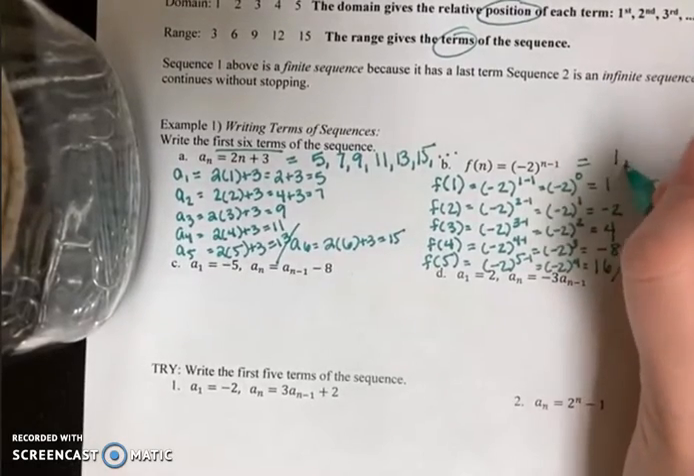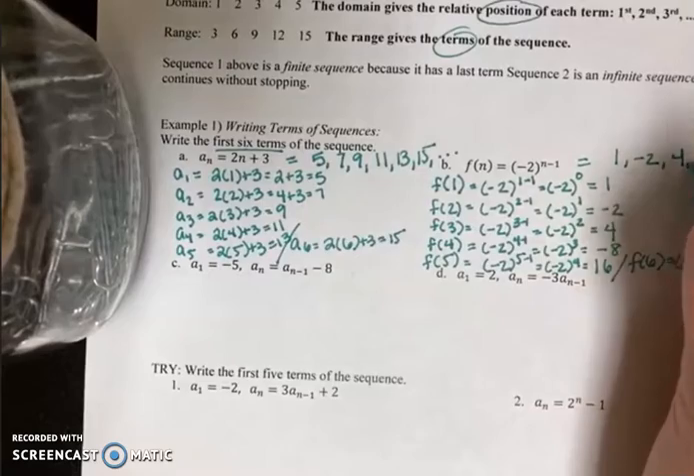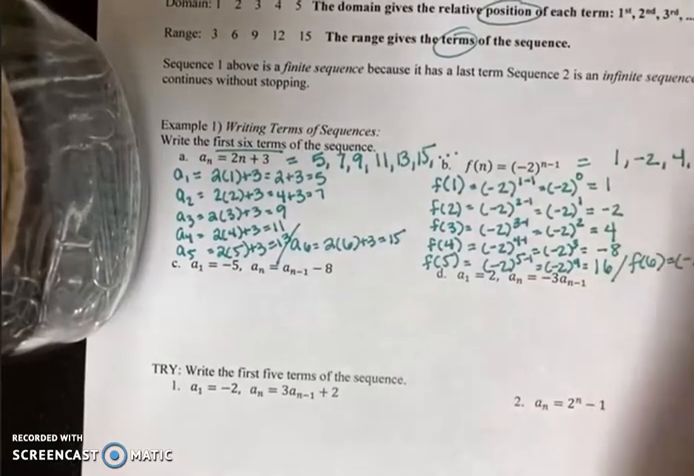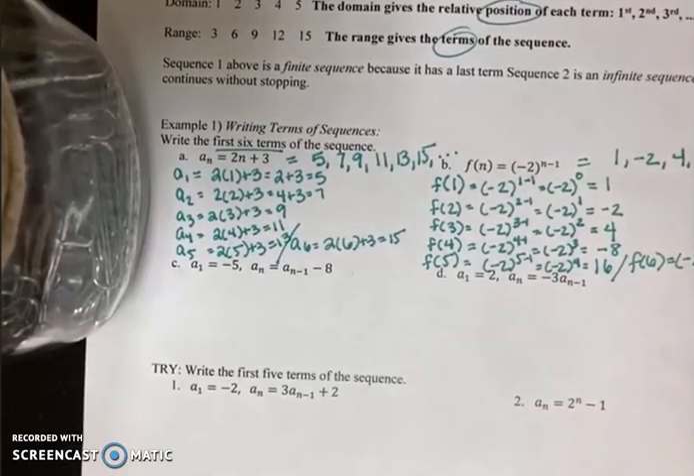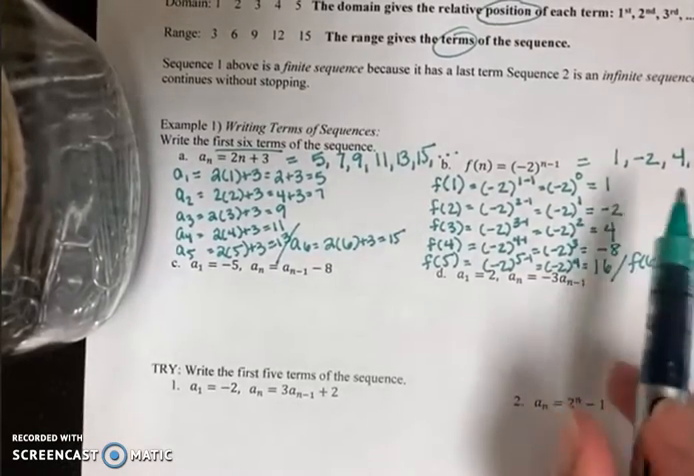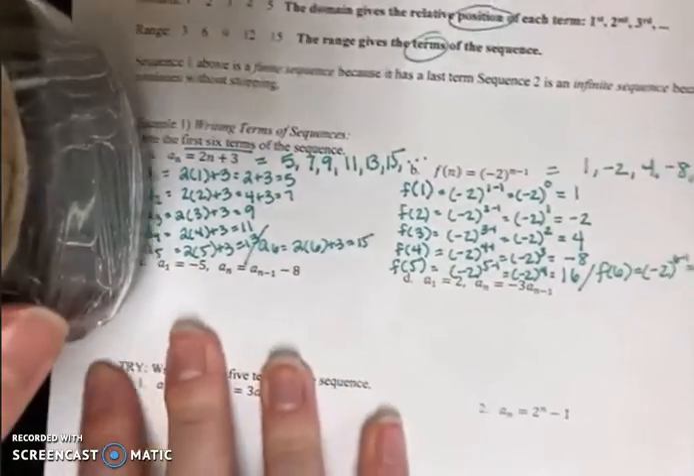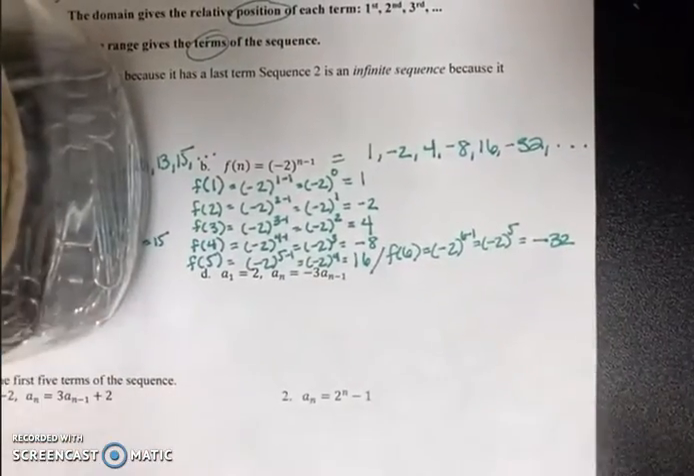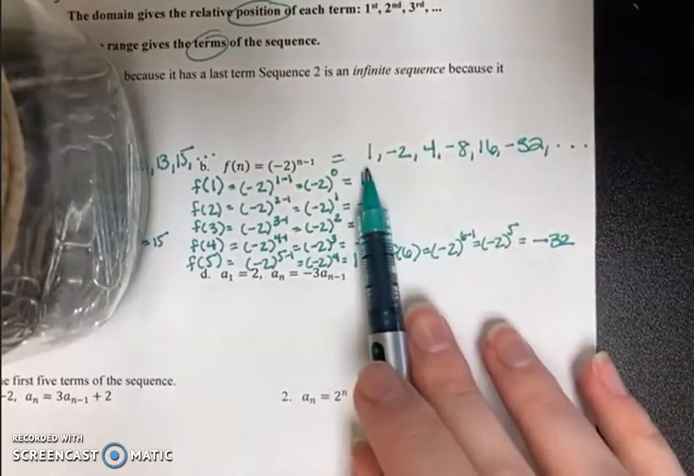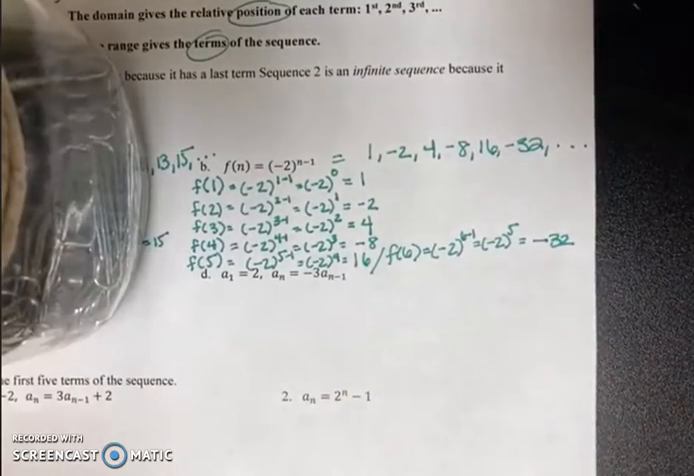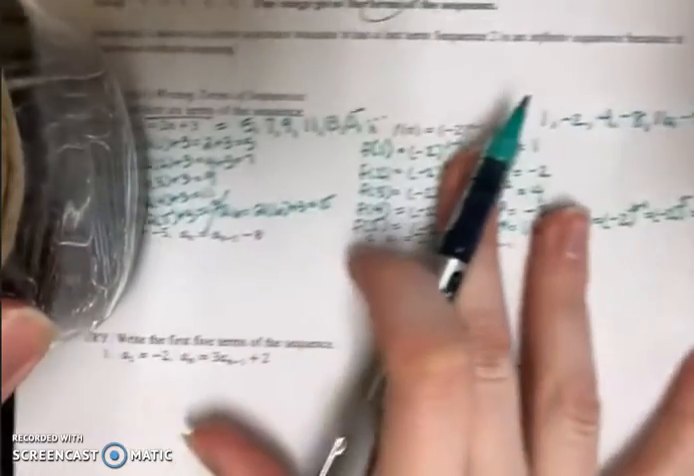And I need to write my final answer as an infinite sequence. Not only that, it's an infinite alternating sequence is what we call that. Oh, sorry, I didn't realize you couldn't see. We call it an alternating sequence because it's alternating in signs. So that's just some more vocab for you.